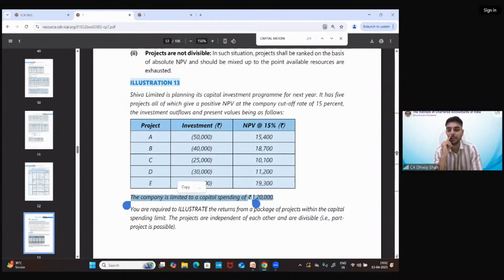Now, how to deal with capital rationing situation? I explained you that first decide whether the projects are divisible or not divisible. So in the current scenario, the question says that the projects are independent and are divisible. That means part project is possible. Okay, तो अब क्वेश्चन ने ये भी बता दिया कि this is a capital rationing का question because the total investment, if we take all the projects, the amount is 180, but the company has capital spending of 120. So capital rationing situation arises. So now next step is to identify whether the projects are divisible or indivisible. Again, the question says that the projects are divisible. So our rankings have to be based on PI or NPV per 1 rupee of investment. ठीक है?